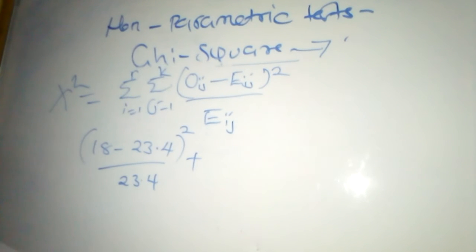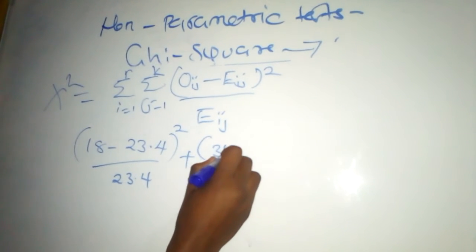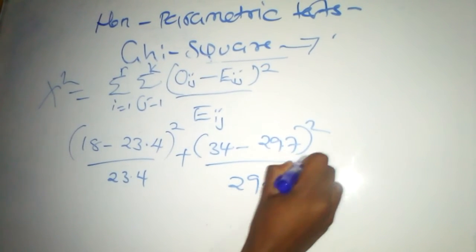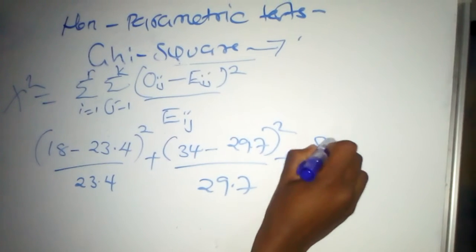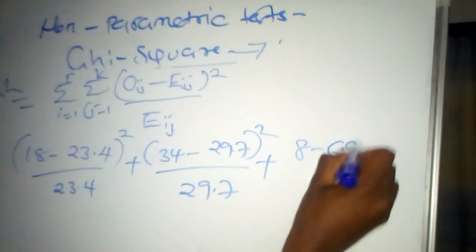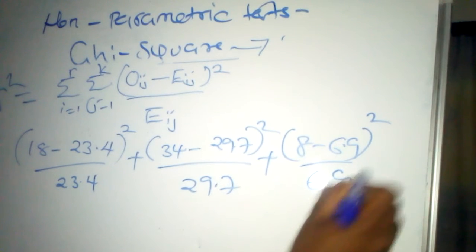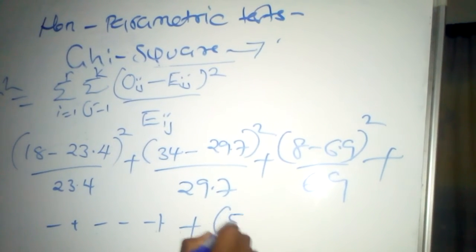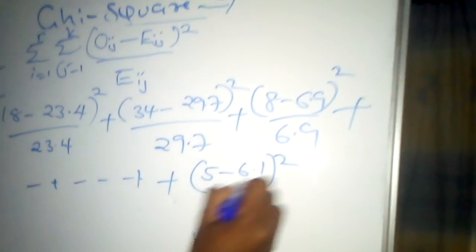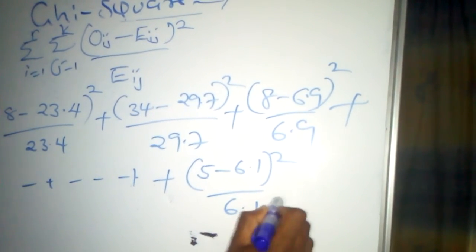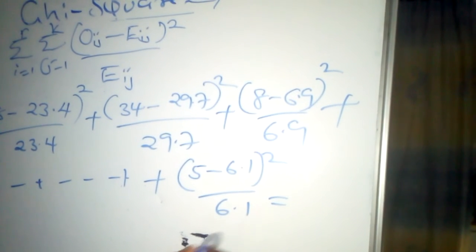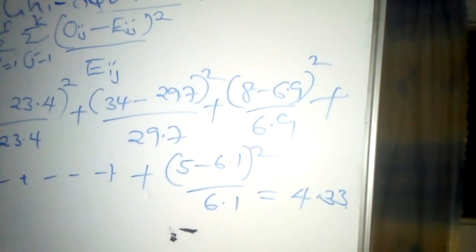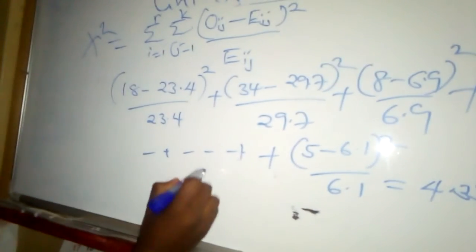So the next will be 34 minus 29.7, all this squared, over 29.7, plus 8 minus 6.9, all this squared, over 6.9, plus all the way to the last one, which will be 5 minus 6.1, all this squared, over 6.1. On calculating this, you realize that you are going to get 4.33. So now our chi-square value in this case will be 4.33.